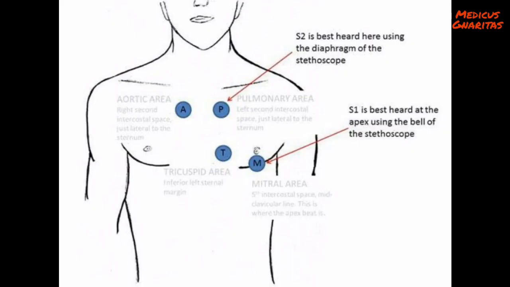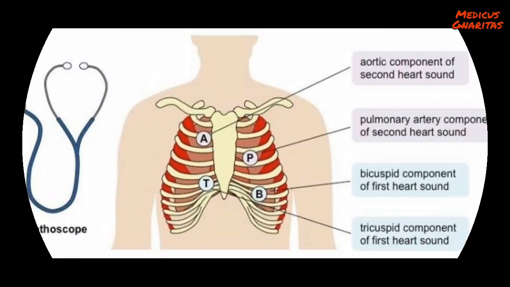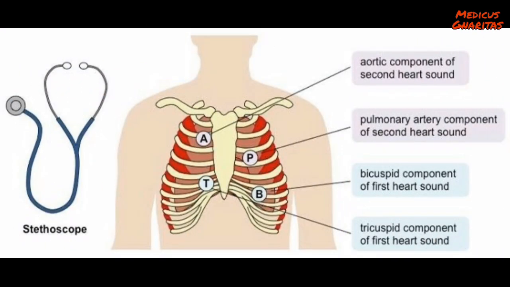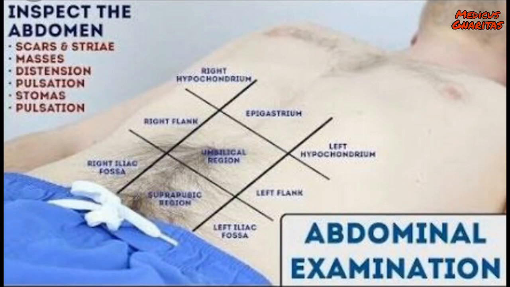Auscultation. S1 and S2 sounds that are abnormal or louder than usual indicate diastolic murmurs and systolic murmurs. The base of the lungs should be auscultated for signs of pulmonary edema due to a cardiac cause, such as bilateral basal crepitations. And next, abdomen.